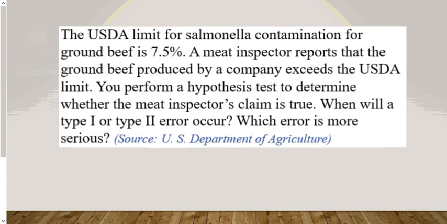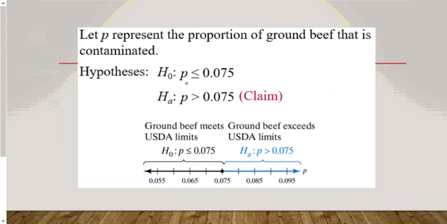So the USDA limits the amount of salmonella contamination in ground beef to 7.5%. A meat inspector can't inspect every single piece of beef that comes off the line, so instead they take a sample. So what he would do is take a sample and then run it through his test. So we're going to perform a hypothesis test to determine whether or not the meat inspector's claim is true. And then we've got to determine which error could occur and which one is more serious. All right. So our null hypothesis is that P, because we're talking about a proportion this time, right? It's a percent.